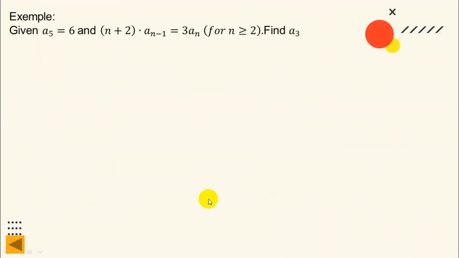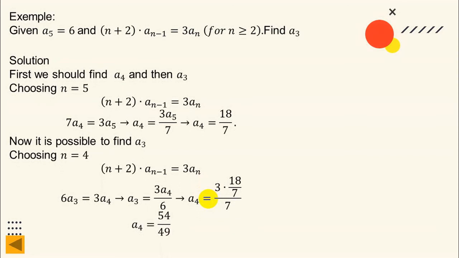Okay, another example. They're given the fifth term is equal 6 and (n plus 2) times a_(n-1) equal 3 a_n, where n is more than or equal to 2. And then they told us to find the third term. Okay, so from here, you need to find the fourth term and then the third term. Maybe you are curious why. First, you need to find the third term because they ask about the third term, right?